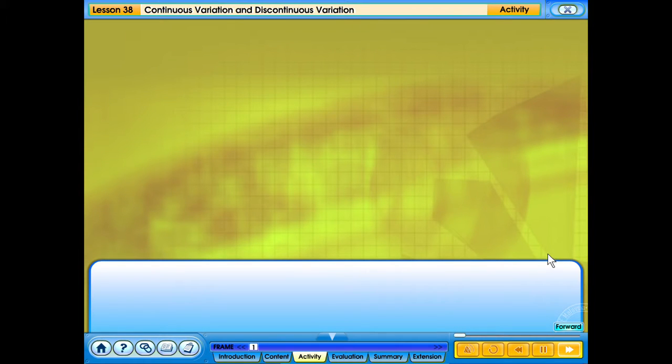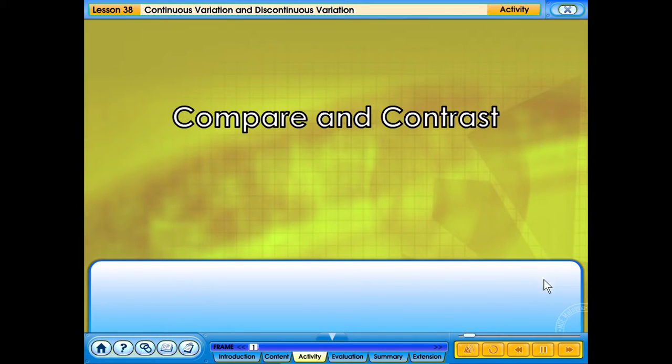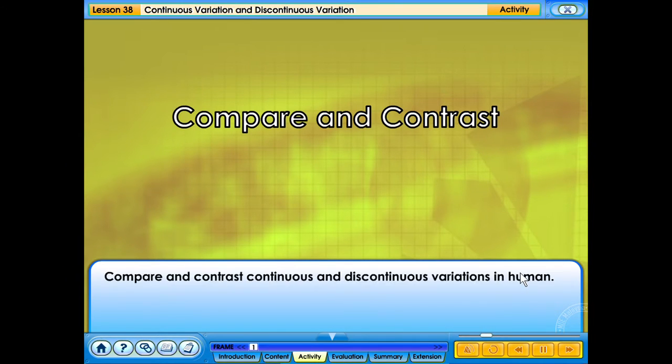You have learned about variations in humans. Now let us carry out an activity. Compare and contrast continuous and discontinuous variations in human. Get into groups of 4 and discuss your answer. Present your ideas using the table.